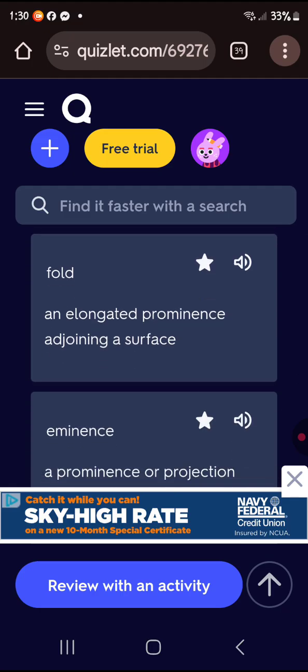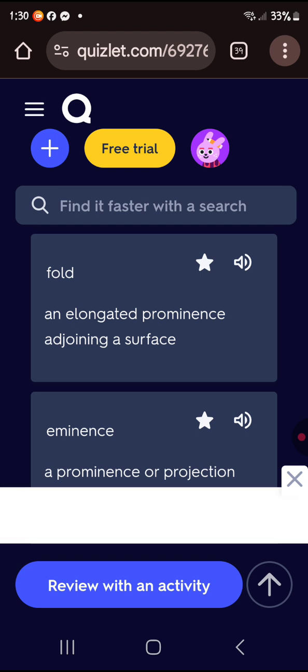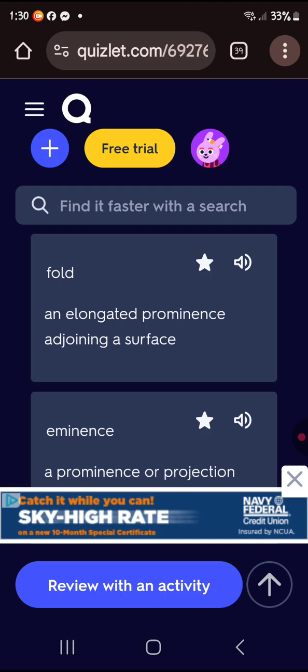A fold is an elongated prominence adjoining a surface. And everywhere that you see fold, it means natural marking. There are actually a few natural markings that are called sulcus. I didn't think that there was, but there are a few. For the most part, a sulcus is acquired and a fold is natural, but there are a few exceptions, because this is bullshit.